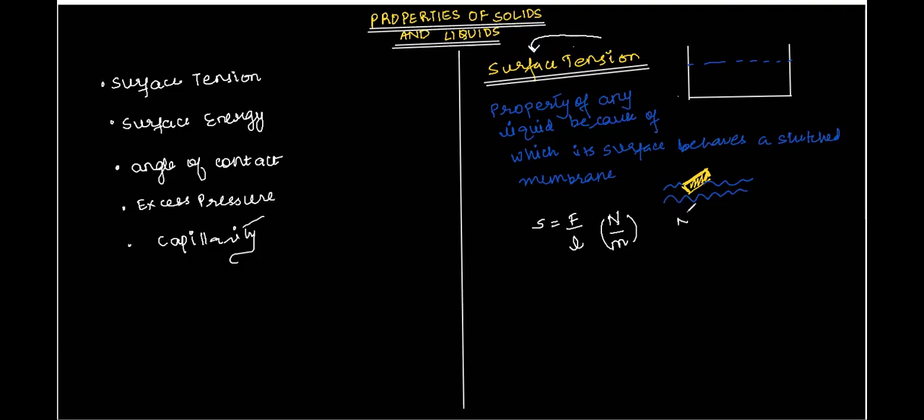And we know the dimensions of force are MLT minus 2. So we'll write MLT minus 2. Dimension of length is L. So the dimension of surface tension, let's say I'm denoting surface tension by S, becomes MT minus 2, right? Now, this surface tension is because of a very special property called surface energy, right? So surface tension is in existence because of a property called surface energy, and you can also call it vice versa. So let's see how.